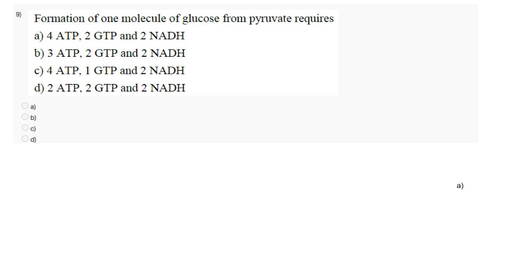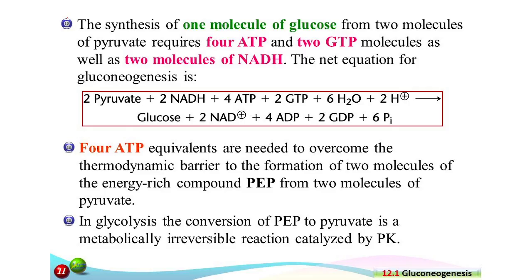Let me take this. The synthesis of one molecule of glucose from two molecules of pyruvate requires 4 ATP, 2 GTP molecules as well as two molecules of NADH. The net equation is 2 pyruvate plus 2 NADH, 4 ATP, 2 GTP, 6 molecules of water. It will generate glucose, 2 NAD+, 4 ADP, 2 GDP, and 6 phosphate.